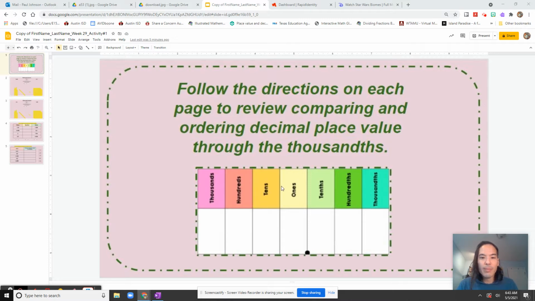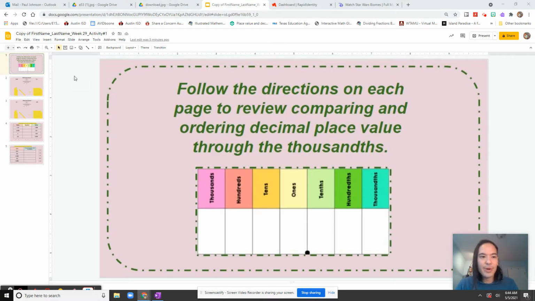Once again, if we're thinking about money, ones are like dollars, tenths are like dimes, hundredths are like pennies, and thousandths are like that little piece on the gas sign. It's strange if you look at the gas prices. There's that extra number, and it's thousandths. It's sneaky. All right, so let's take a look.